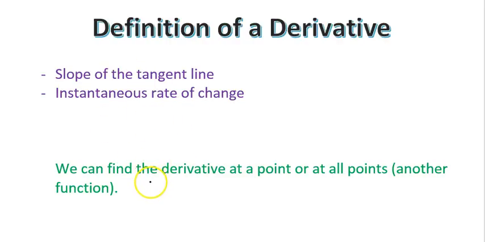The nice thing about this is we can find the derivative at a point, which we will be doing some of today, or at all the points on a graph, which will make us another function. And you had some practice with that with the distance versus time graphs creating a velocity versus time graph. So if you plot every single slope, it does make another function that we will be using.